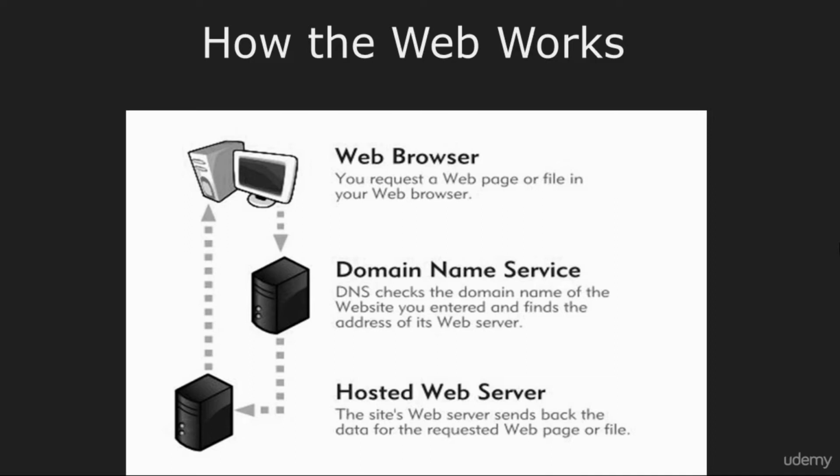In this slide, you can see how the web works in a nutshell. First, you request a web page in your web browser, and DNS checks the domain name of the website you entered. And then the web server sends back the data for the requested web page. A web server is just a piece of software running on the operating system of a server that allows connections to access a web application. The most common web servers are Apache and Tomcat. These servers have normal directory structures like any other computer.